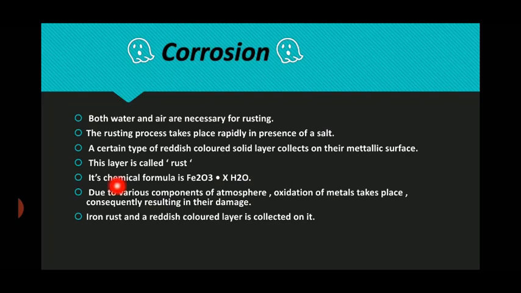Due to the various components of the atmosphere, oxidation of metals takes place, resulting in their damage. This is called corrosion. Iron rusts and a reddish colored layer is collected on it.